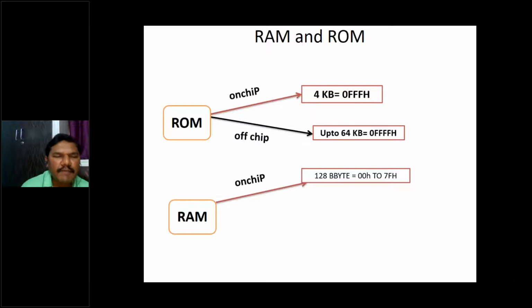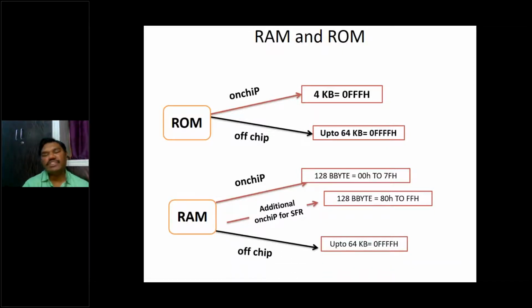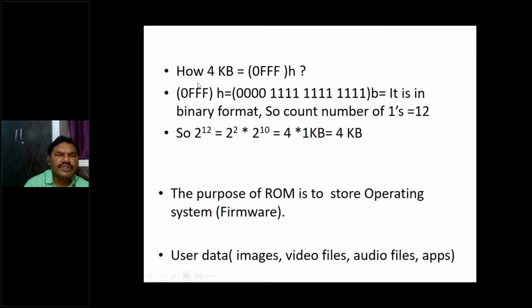In the case of RAM, there are two types on chip. 128 bytes from 00 to 7FH, and this memory is designed as registers, and an additional 128 bytes of memory is for SFR, special function registers, which I'll show you. RAM can also be extended up to 64 KB, but it's not always required. See here, as an engineer, as a mathematician, as an electronics and communication engineer, we should understand this.